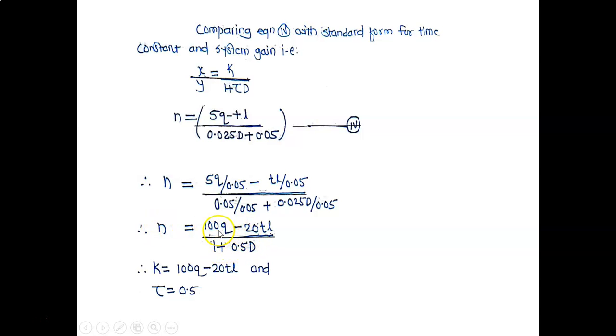Therefore comparing this equation, N is equal to 100Q minus 20 TL divided by 1 plus 0.5 D, with the standard equation, we are getting system gain k is equal to 100Q minus 20 TL and small tau, that is time constant tau, is equal to 0.5.